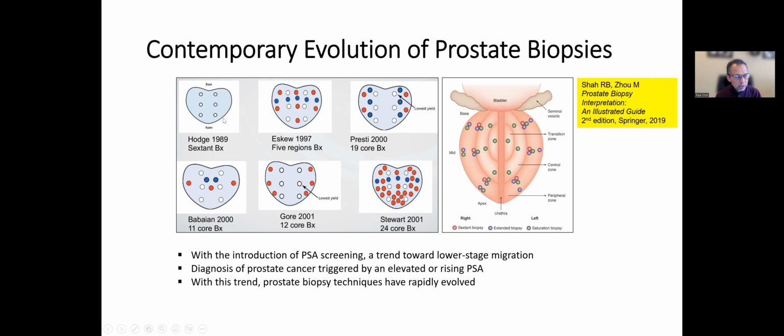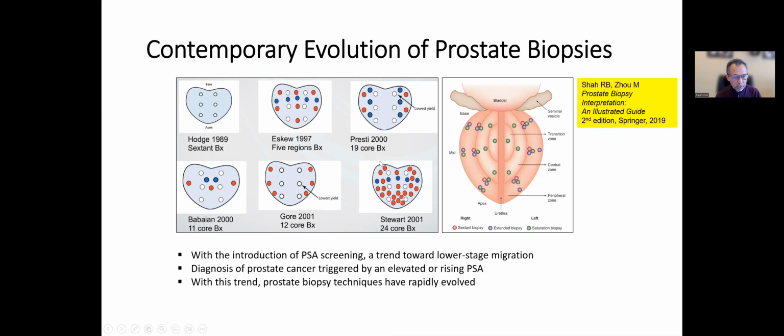Sextant biopsies were introduced in 1989, which targeted specifically the parasagittal sites, with 3 cores from each side of the prostate. But it was realized later on that when you move the prostate biopsies more laterally and towards the anterior horn of the prostate tissue, then you improve the prostate cancer detection. And this particular finding led to a proposal for a variety of different extended and saturation biopsy protocols.